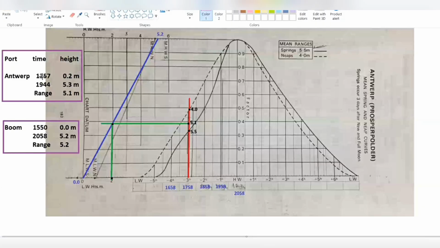High water, low water, high water. So this is straight away that range, because Boom is in the evening, we are taking the evening ranges. So in Antwerp also we'll take the evening range.